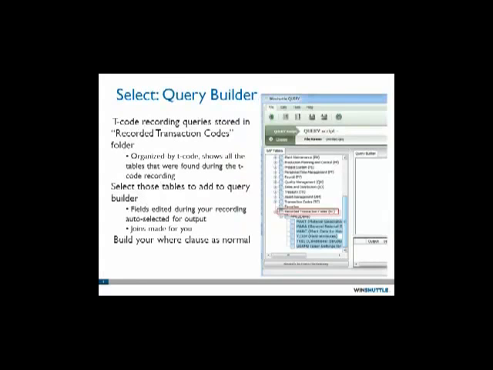Once you finish the recording, it will take you to the query builder, and there's a new folder called Recorded Transaction Codes, and that's where any of the transaction codes that you've recorded will show up. They'll have the transaction code name, and then all of the tables that are associated with it will show below that. And then you can go ahead and perform the query building and build your where clause as you normally would, even the old way.